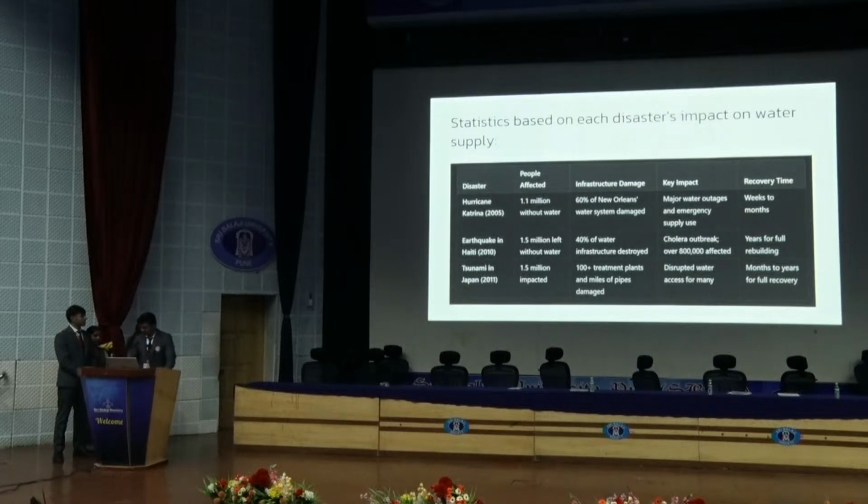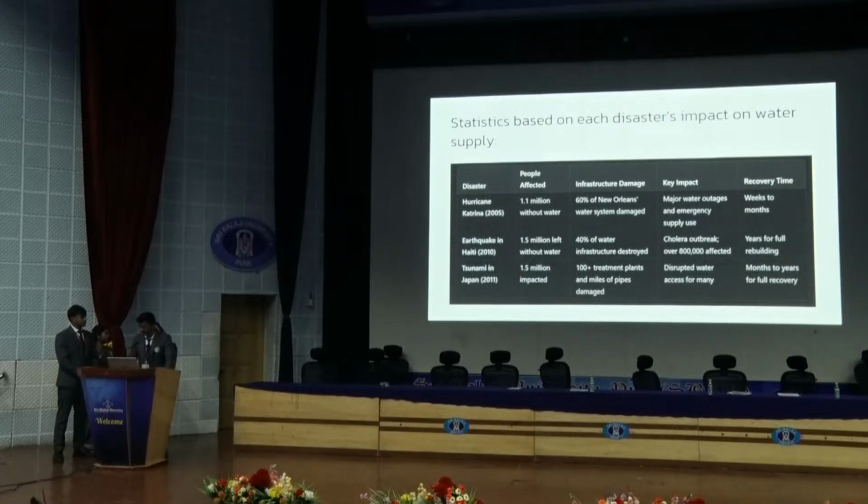Earthquake in Haiti. The earthquake left over 1.5 million people homeless and destroyed approximately 40% of the country's water infrastructure. Cholera outbreak. Cholera affected over 8 lakh people with around 10,000 deaths reported. It took years to rebuild the infrastructure.